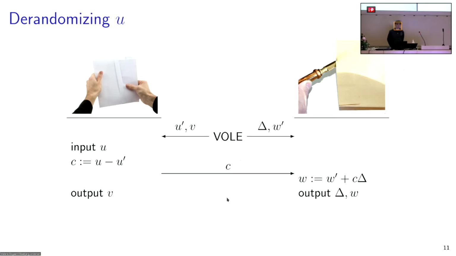After the subfield VOLE, the next step is de-randomization. De-randomization is a well-known technique that turns some of the outputs of the correlated randomness into inputs. In this case, we need to use it to control U. The sender computes a correction C, the difference between the desired U and the given random U prime, and gives it to the receiver. And then the receiver can compute a corresponding correction, which makes the output still be a VOLE correlation.